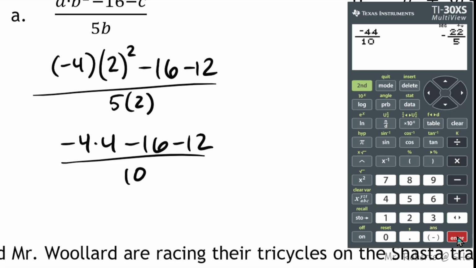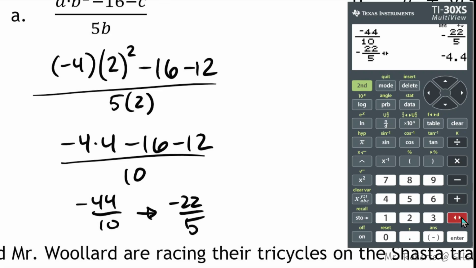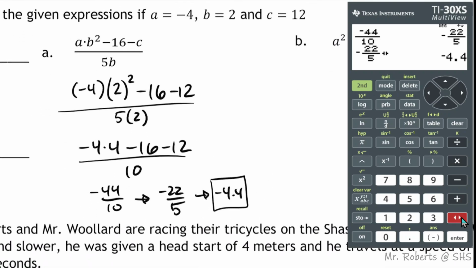That's perfect. So negative 44 over 10 is the same as negative 22 over 5. And if I wanted to, I could press this double arrow thing and it would kick this into a decimal, which is apparently the same as negative 4.4. I might want to try this a different way if I have extra time, check it again, but I'm pretty confident that's negative 4.4.